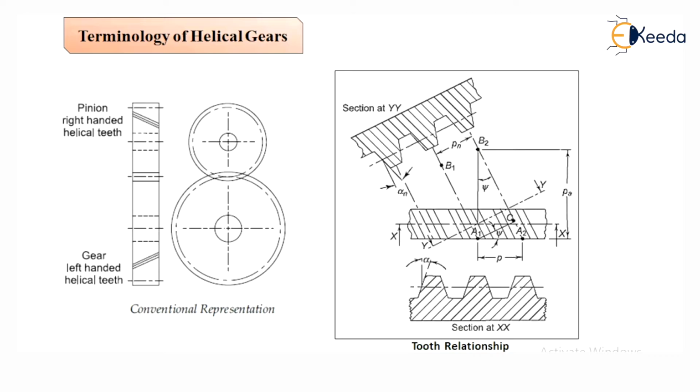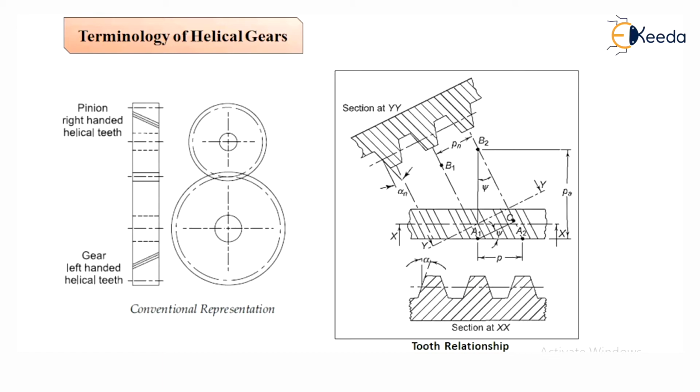If you refer to the right-hand side figure of the tooth relationship, it shows the top view of parallel helical gear. A1B1 bar and A2B2 bar are the center lines of the adjacent teeth taken on the pitch plane. The angle A1B2A2 is the helix angle psi.